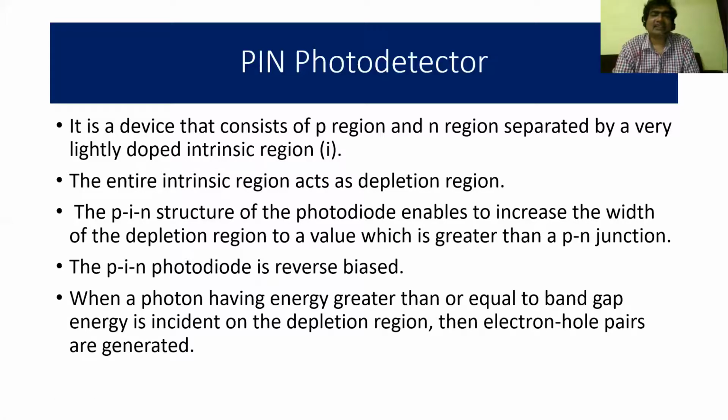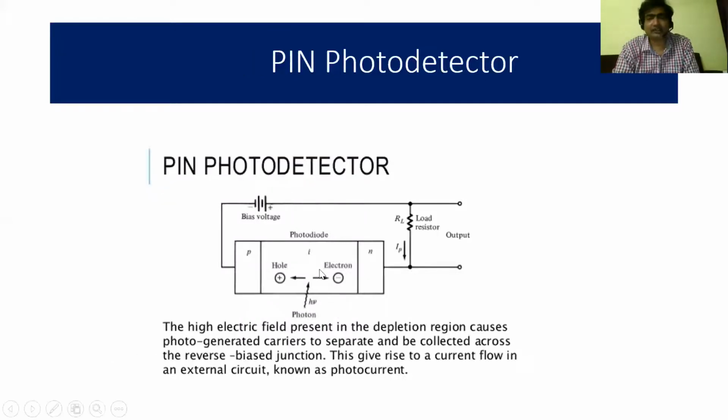The pin structure of the photodiode enables us to increase the width of the depletion region to a value greater than that of the PN junction. So in a PN junction diode, the width is not that much, whereas in a pin diode, the junction part is very wide. That is the benefit of the pin photodetector over the PN junction diode.